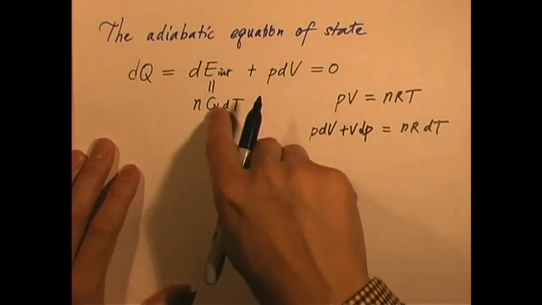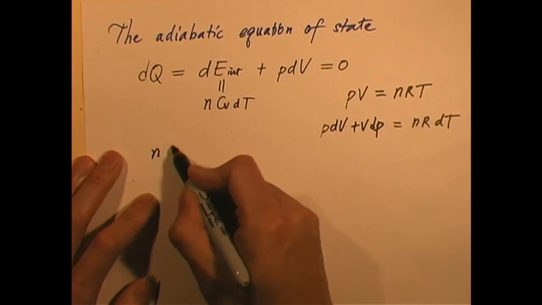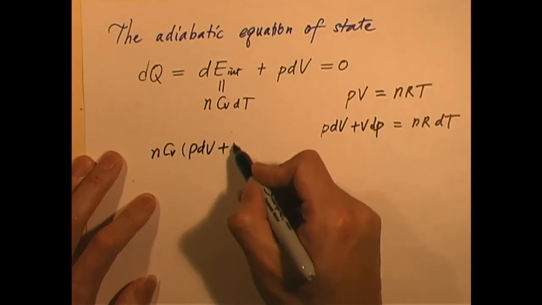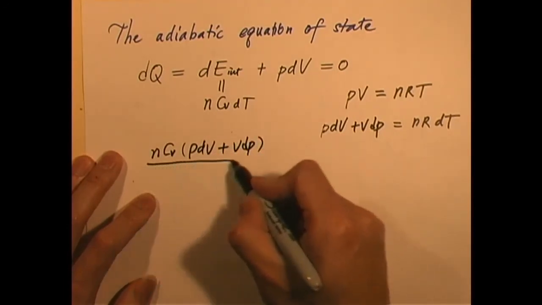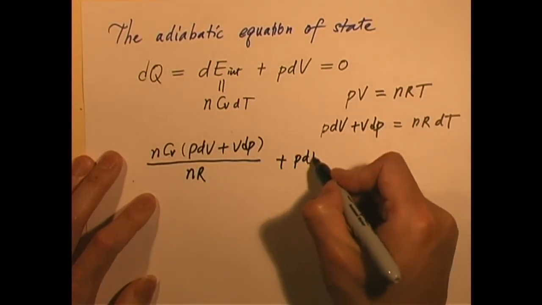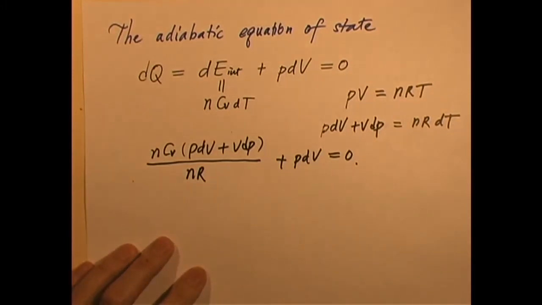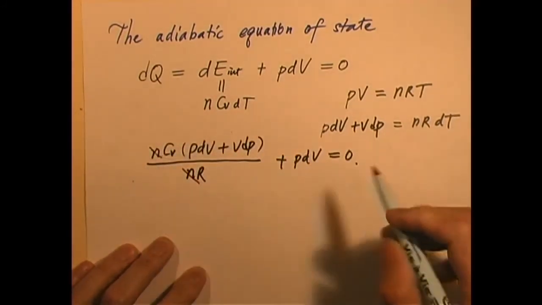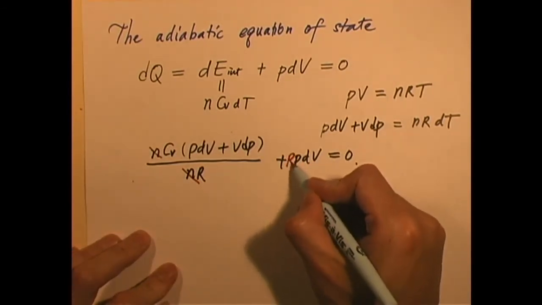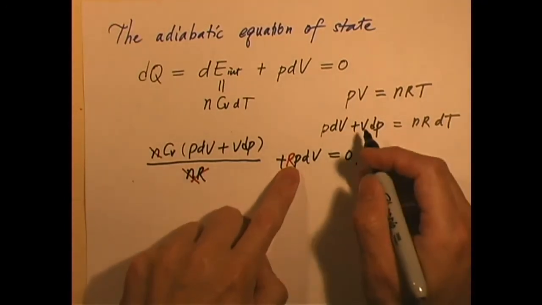I'm going to plug that dT in. So what does that tell me? It tells me nCv times dT, which is (PdV plus VdP) over nR, plus PdV equals 0. Okay, equals 0. Now n and n cancel. I'm going to move that R to the other side. So there is an R here. I don't have that R anymore. And I know what R is.